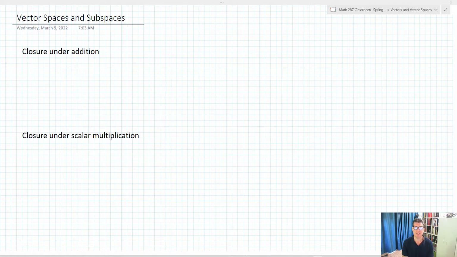So by definition, what makes a vector space is that it has two properties. It is closed under addition, that is vector addition, and it is closed under scalar multiplication. So now what we need to get is what does it mean to be closed under addition, and what does it mean to be closed under scalar multiplication.